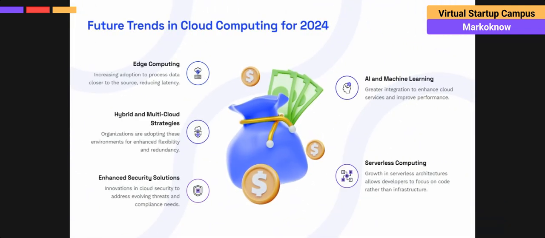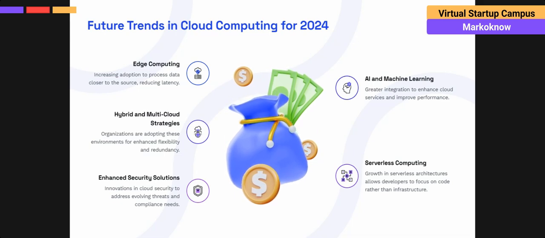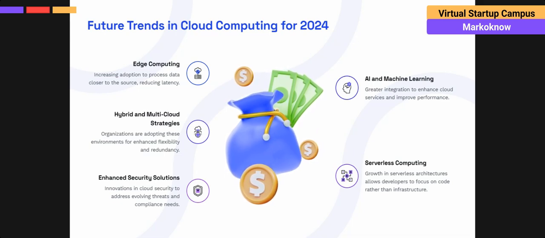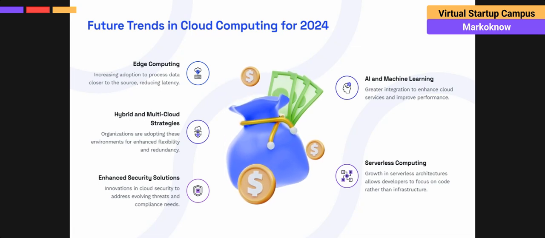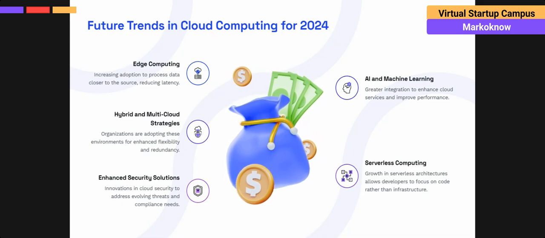Okay, so some future trends are there. I can say edge computing is there, increasing the top-notch performance and resolving things for cloud computing in 2024, and this is the most demanded concept that most of the companies are going to use in our market.